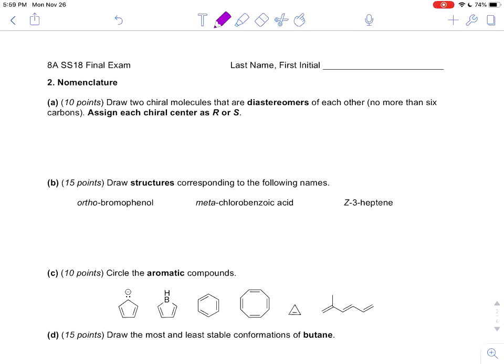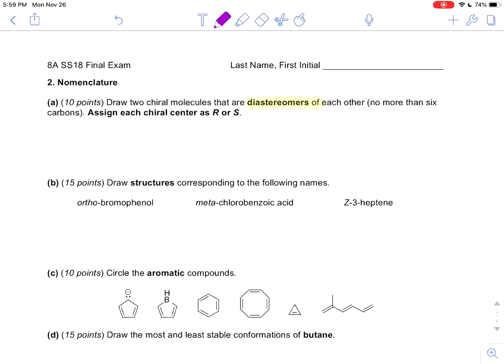Hi, and welcome back. We're on page 2 of the practice exam from summer session 18. This is the nomenclature page. We're going to be drawing two chiral molecules that are diastereomers of each other. The relationship between diastereomers is the type of stereoisomer where we have some chiral centers that have the same configuration and others that do not. But otherwise, the two compounds have the same molecular formula and the same connectivity.